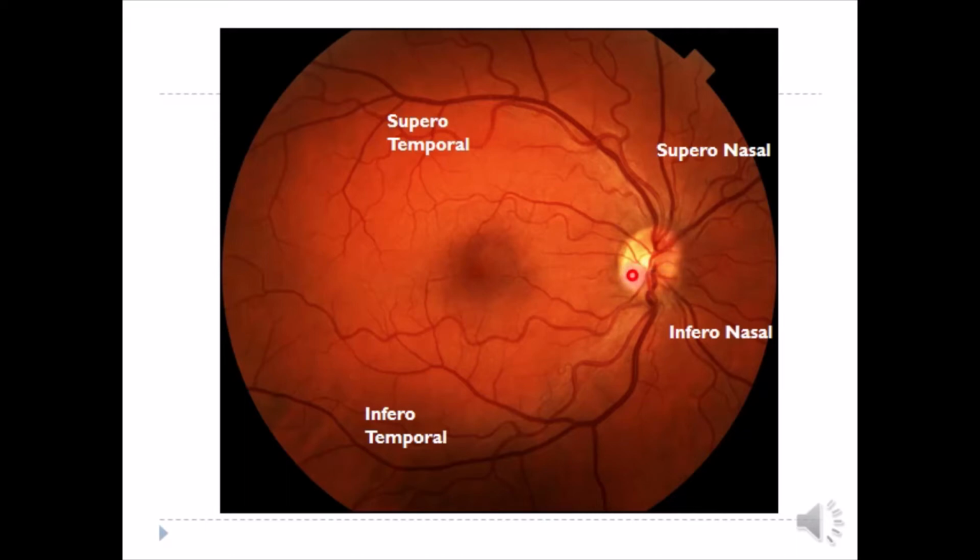So this is the optic disc or optic nerve head. It is vertically oval because the vertical dimension is more than the horizontal dimension, and also it does not have any visual sensation because there is no retinal pigment epithelium, as well as no photoreceptor cells at the optic disc.